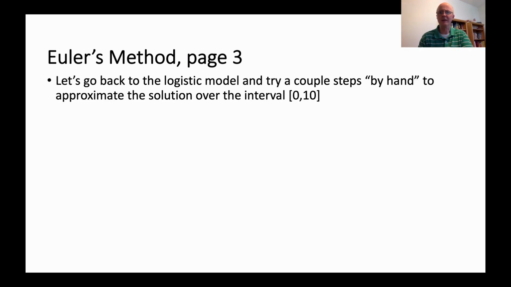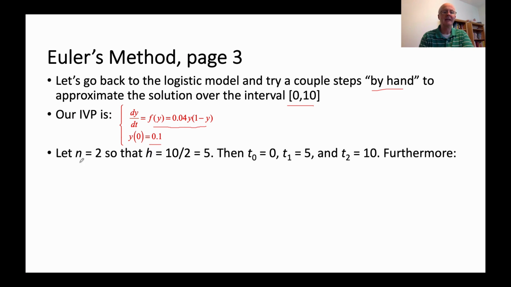Let's now implement a couple steps of this by hand, so to speak, though of course you'd want to use your calculator to help you, to approximate the solution over the interval from 0 to 10. So a is going to be 0 and b is going to be 10. What is our initial value problem? Remember, we're going back to the logistic equation, so f of y is 0.04y times 1 minus y. Y sub 0 is 0.1 thousand fish, so that's 100 fish. Let's take n to be 2.